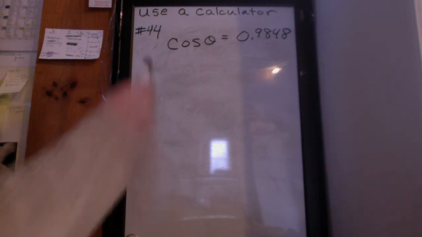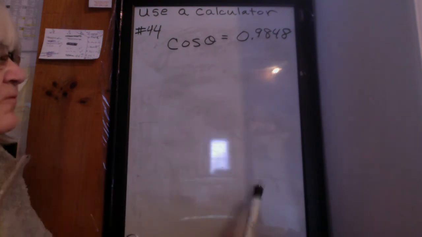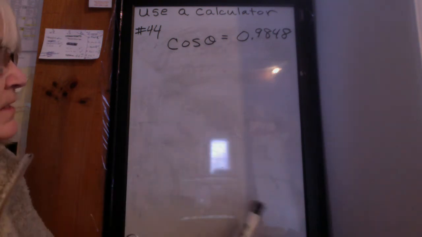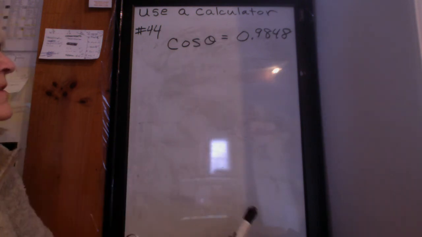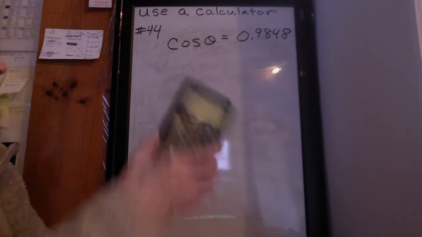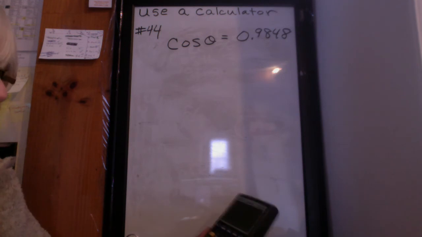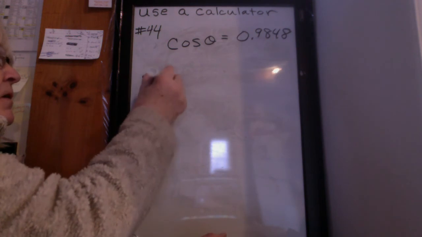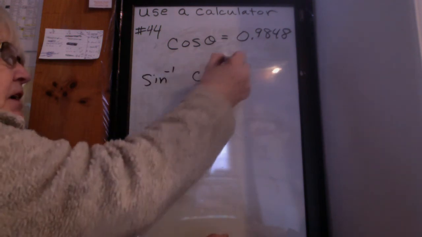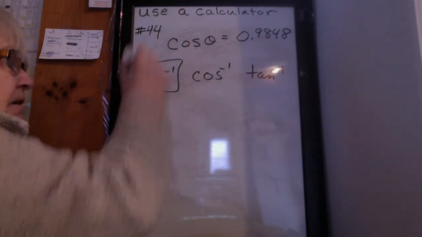Okay, so number 44 out of the textbook says the cosine of theta equals this four-place decimal, 0.9848. What is the acute angle that stands for? This is totally done on your calculator, and that's where you use the sine -1, cosine -1, or tangent -1 keys, all right?